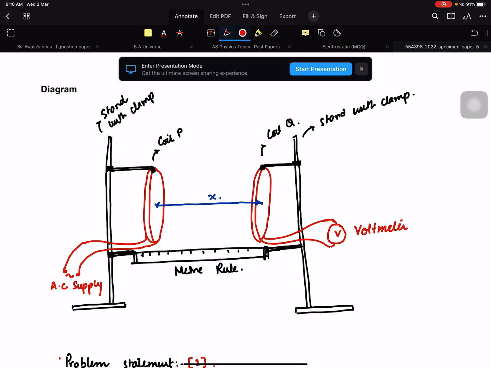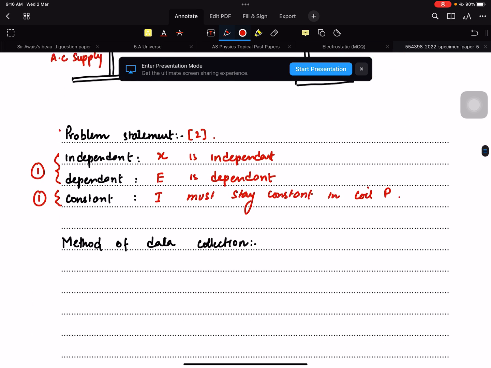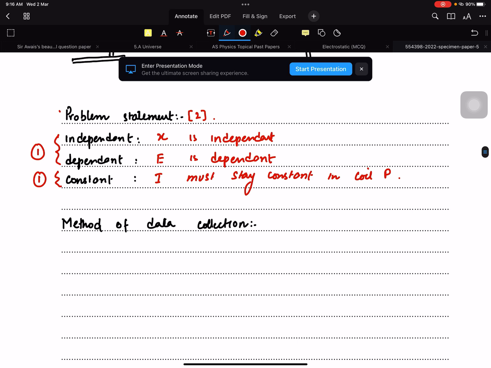Now everything that we wanted is there, and the diagram is complete, self-explanatory. There are the two coils and they're going to induce some current while we can change X. There is a meter rule as well.